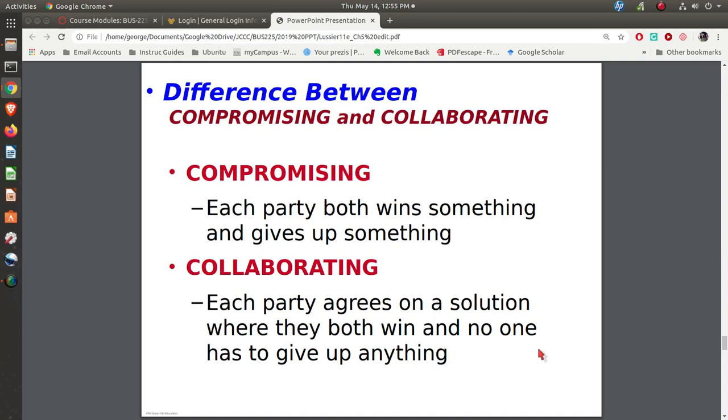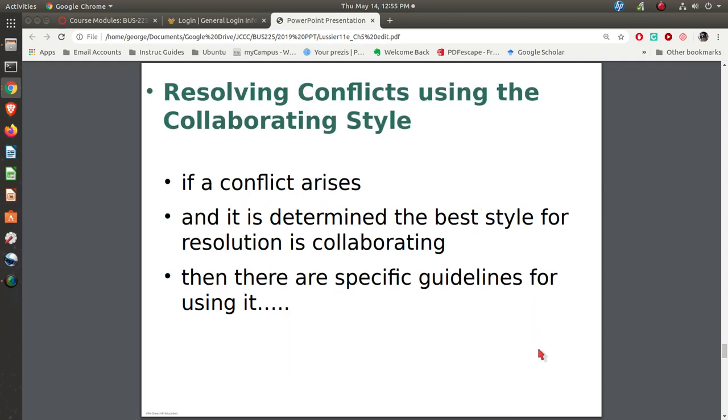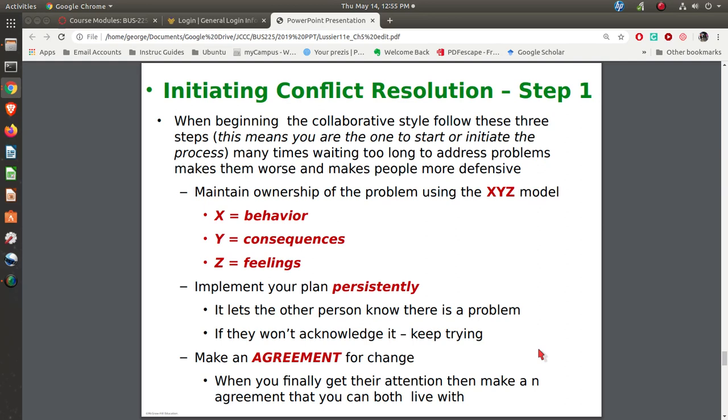There is a difference between compromise and collaboration. In compromising, everybody gives up a little something. In collaborating, what you're trying to find is, what is that third alternative? Each of you has one alternative: I want this, you want that. A third alternative is the one that meets the needs of both people. We need to use a collaborating style whenever we have that conflict.